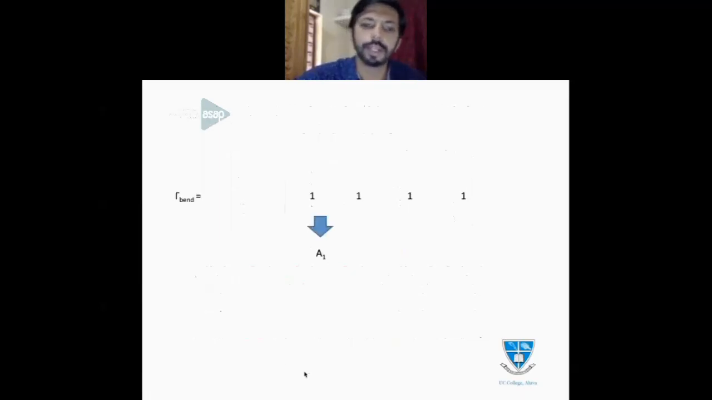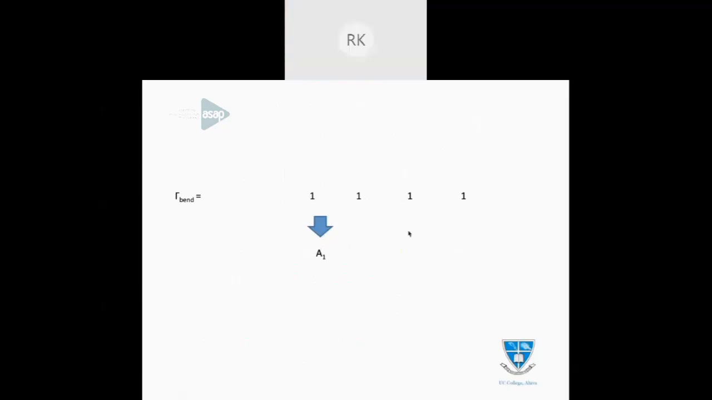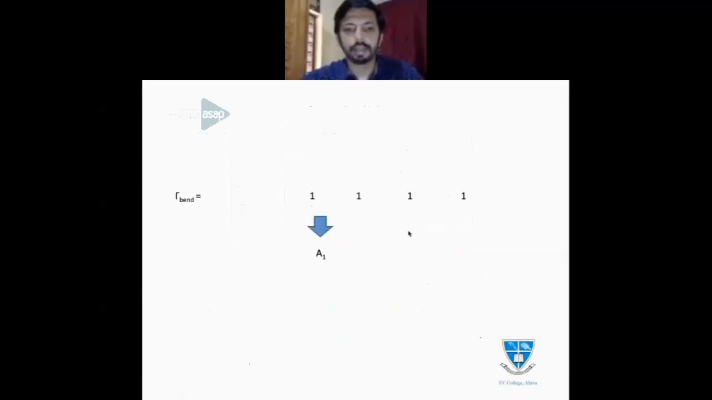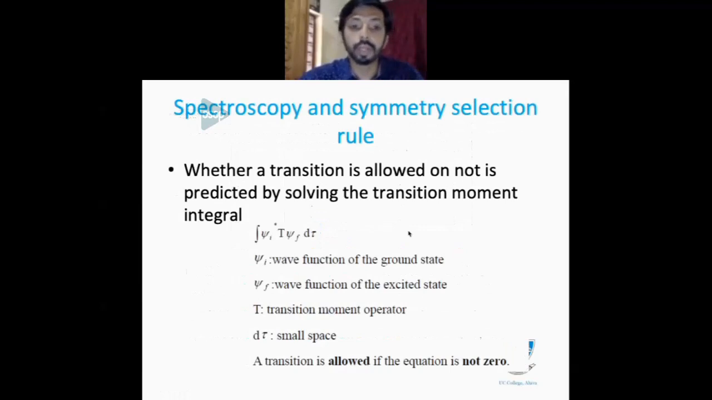In the bending vibration, there is no need for the reduction formula since it is actually an irreducible representation, and this will be equal to A1. Next, we are moving to spectroscopy and the symmetry selection rule.